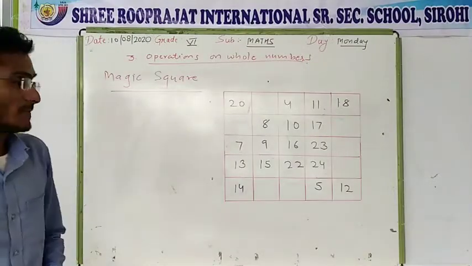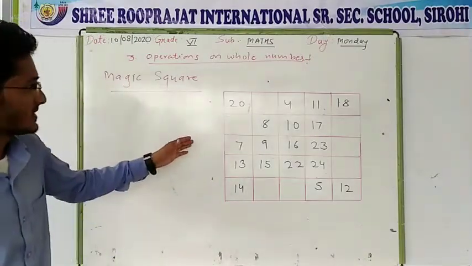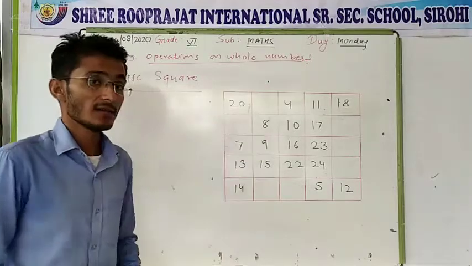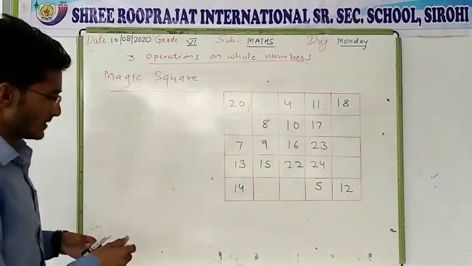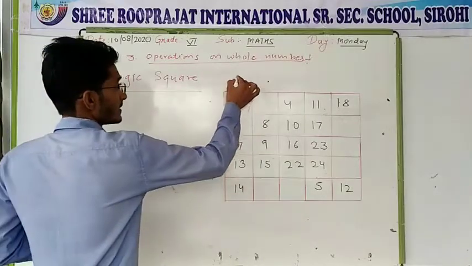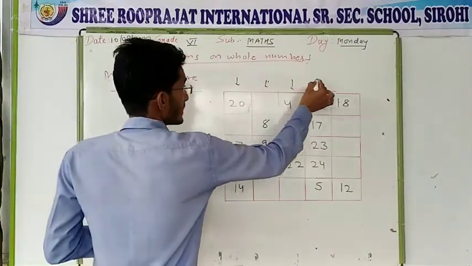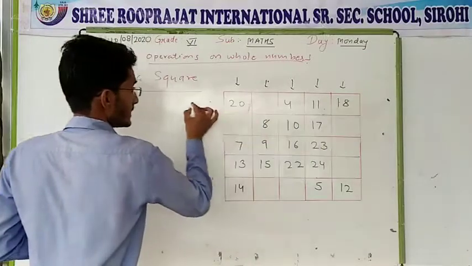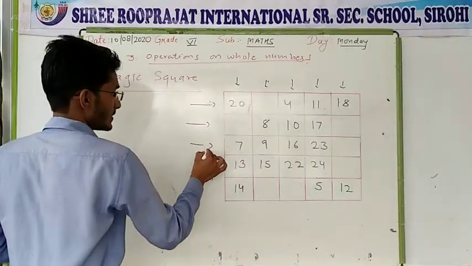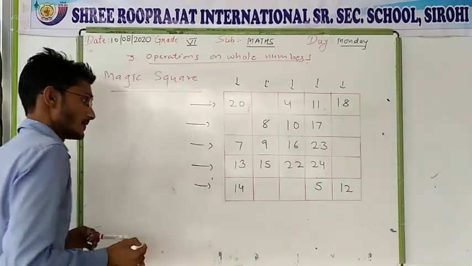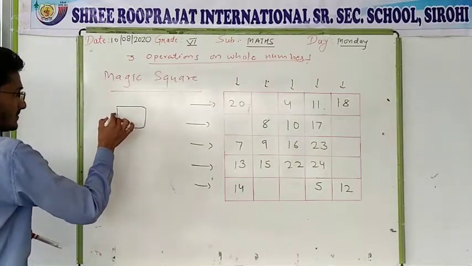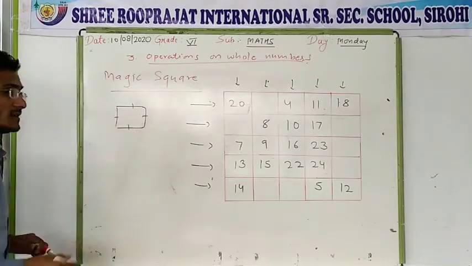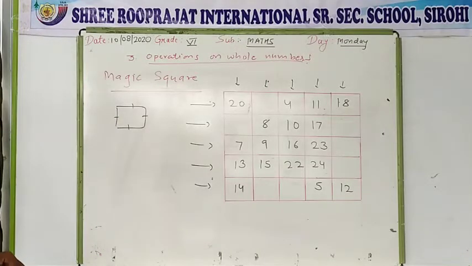So the next one is a magic square. What is a magic square? In a magic square, the number of rows and the number of columns are the same. These are called columns: 1, 2, 3, 4, 5, and these are the rows: 1, 2, 3, 4 and 5.